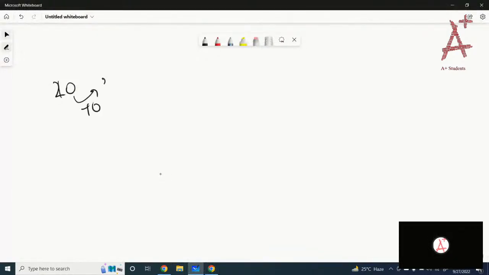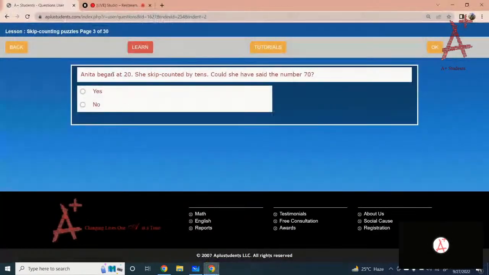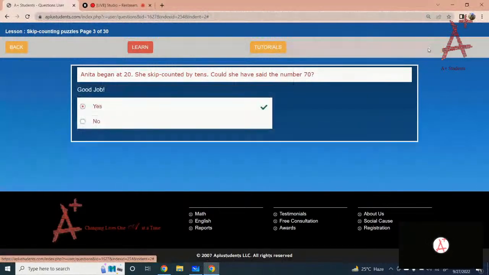So 20 plus 10 is 30. 30 plus 10 is 40, 40 plus 10 is 50, 50 plus 10 is 60, and 60 plus 10 is 70. Yes, if she is counting by tens, she has 70. Got it? Select the correct option and click on the OK button.